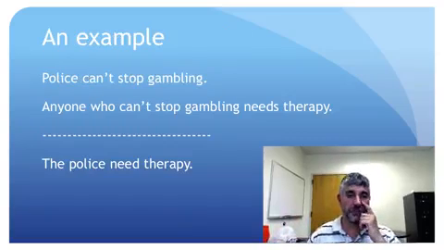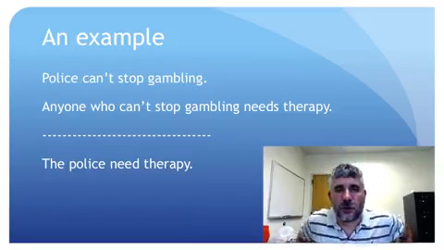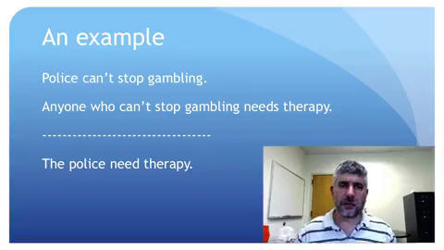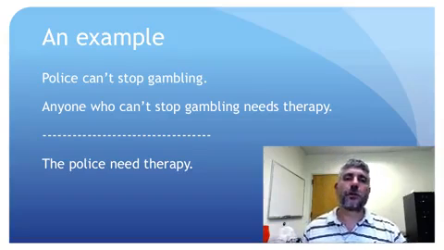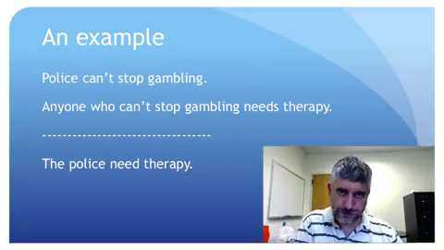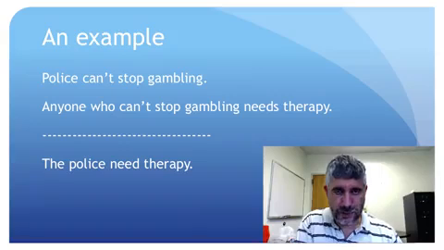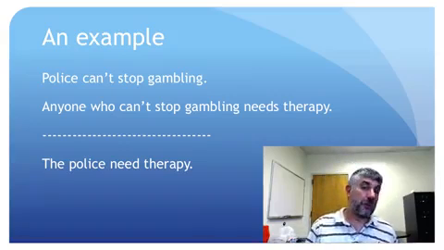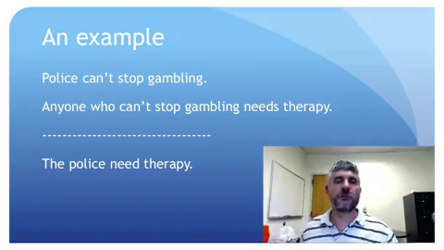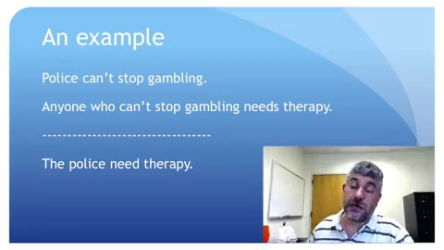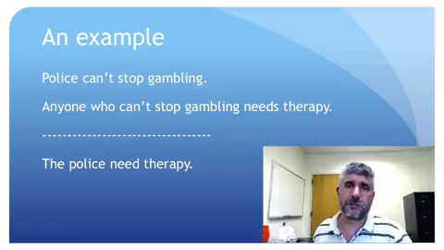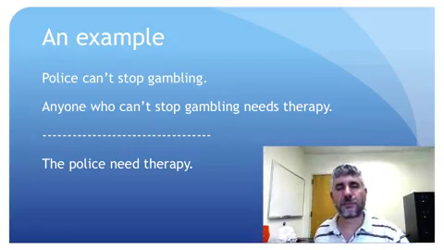Let's consider some examples. So, consider the following argument. Police can't stop gambling. Anyone who can't stop gambling needs therapy. Therefore, the police need therapy. Now, superficially, this argument might look valid. Right? It might seem to be saying the police fall into this category of people who can't stop gambling, and anyone who falls into that category needs therapy, so the police need therapy.